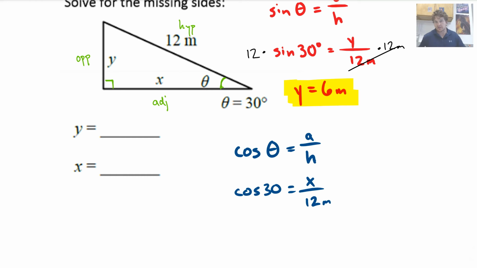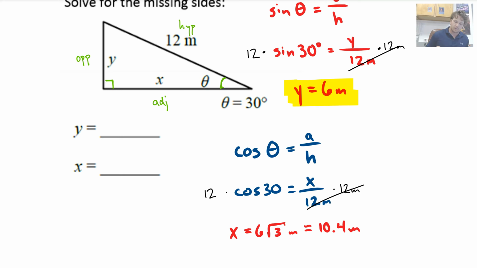We want to solve for x, so we're going to multiply both sides by 12 meters. Those cancel, and I'm left with an answer of x is equal to either 6 radical 3 meters if you're being like that. In physics, we're usually going to use decimals. So if you turn this into a full-on decimal, that rounds out to about 10.4 meters. Okay? So all this is solving for those two sides using trigonometry.